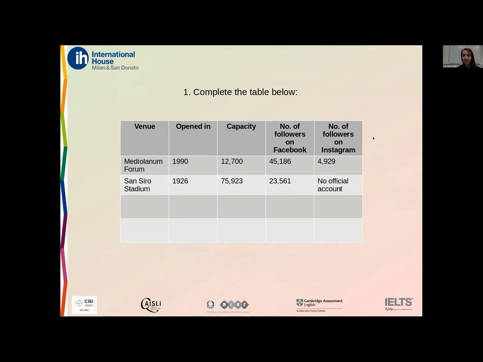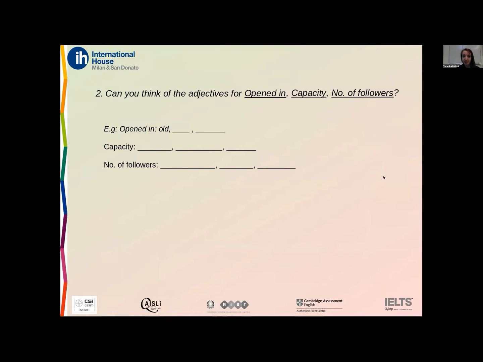So for the sake of time saving, I've completed just 2 venues. So as you can see, San Siro doesn't even have the official account on Instagram, and this could be another subject to discuss with your students. The next step would be to think of the adjectives with the following sections: open in, capacity, and number of followers. The first example has been done for your students already, but encourage them to use more complicated adjectives, again, depending on the level of your students.